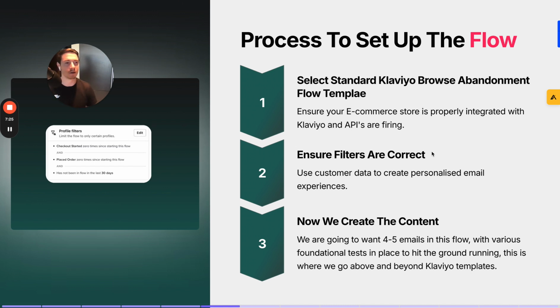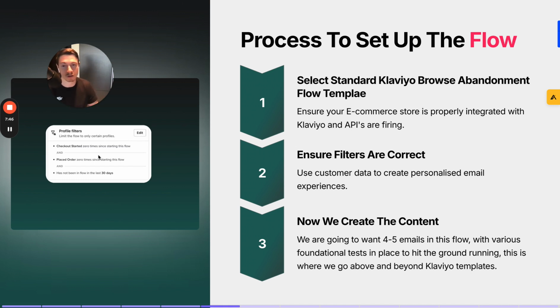WooCommerce, Shopify, you don't really need development expertise to integrate the two platforms. That's why they're so brilliant. But you just want to make sure all of the APIs are firing. And once they are, you don't really even need to worry about making sure the filters are correct, because using the standard Klaviyo browser abandonment template will make sure all of that's already done for you. You just want to double check that the profile filters look like this.